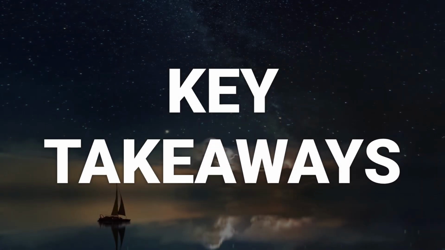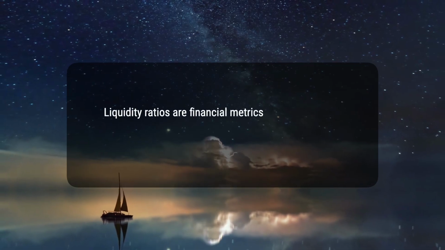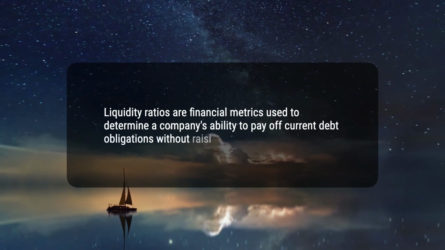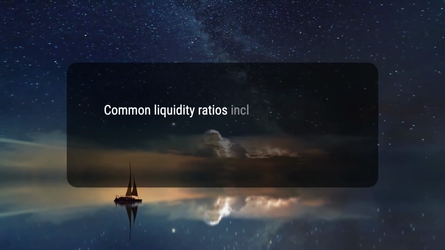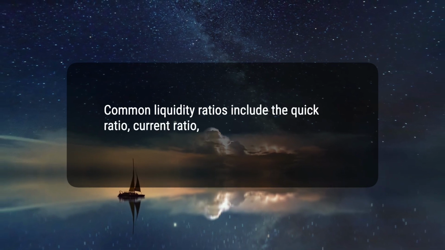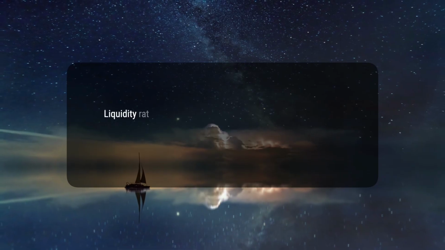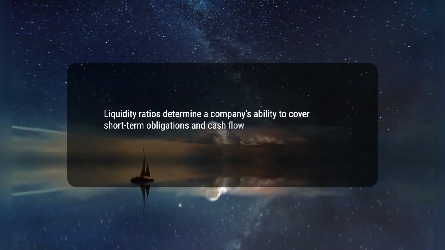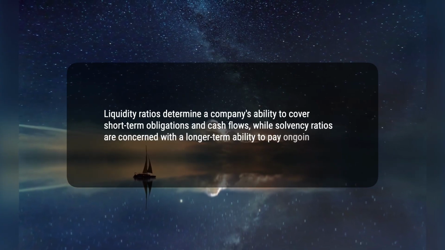Here are 3 key takeaways. 1. Liquidity ratios are financial metrics used to determine a company's ability to pay off current debt obligations without raising external capital. 2. Common liquidity ratios include the quick ratio, current ratio, and days sales outstanding. 3. Liquidity ratios determine a company's ability to cover short-term obligations and cash flows, while solvency ratios are concerned with a longer-term ability to pay ongoing debts.